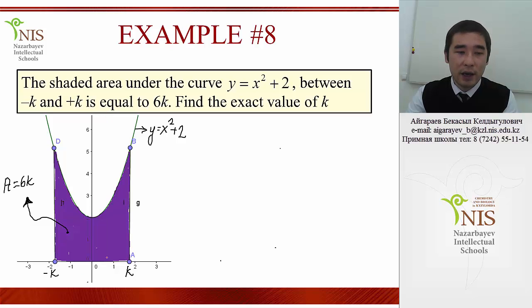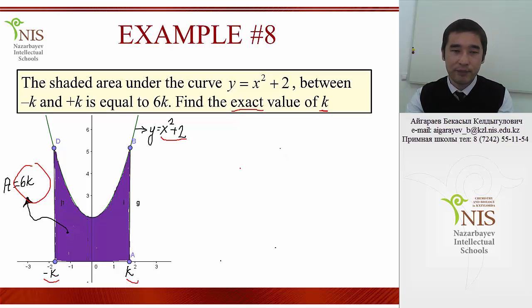The shaded area here is 6k. My boundaries are minus k and k. My function is x squared plus 2, this green graph. What we need to do is find the exact value here. It shouldn't be an estimation, it should be an exact value of k.